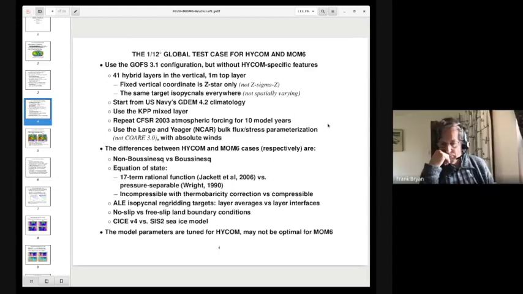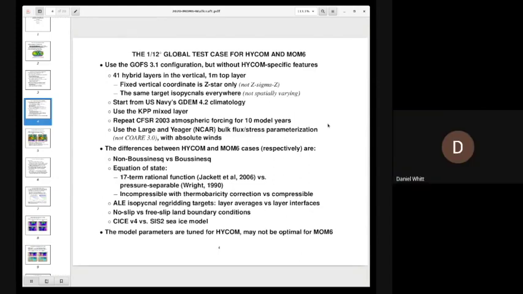Okay, Dan Witt. Hi, I see that this is a point of clarification. I see that you're using the Large and Yeager bulk flux parameterization with absolute winds. And I presume that means, you can clarify me if I'm wrong, that you're not considering the ocean currents when you calculate the stress. I'm wondering why you're doing that, and if you've tried the relative currents or some variant of the relative winds with the ocean currents and found that has deficiencies in your case.